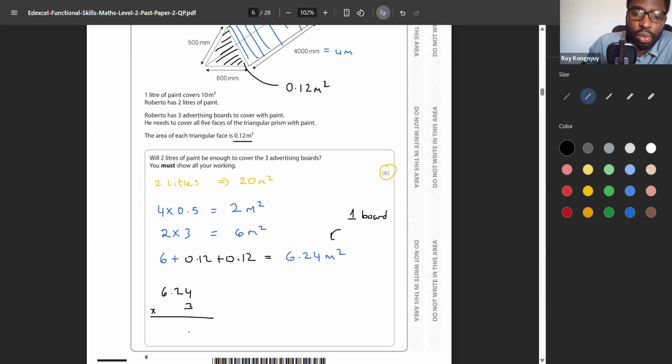3 times 4, that's 12. 3 times 2 plus 1, that's 7. 3 times 6, it's 18. So 3 boards are 18.72 meters squared.